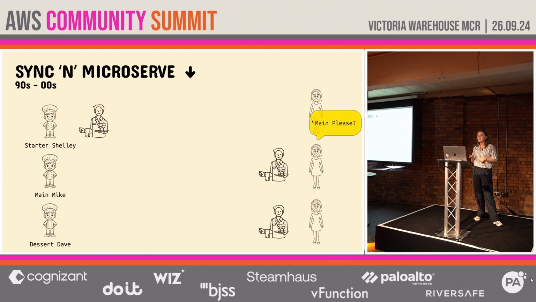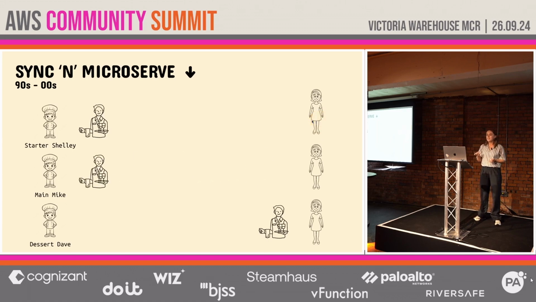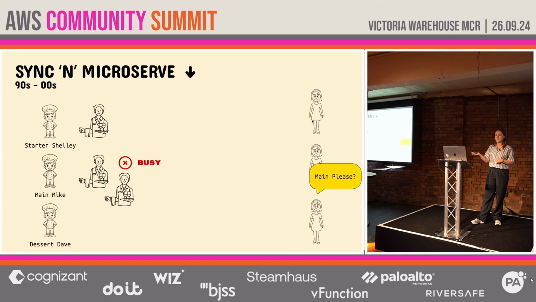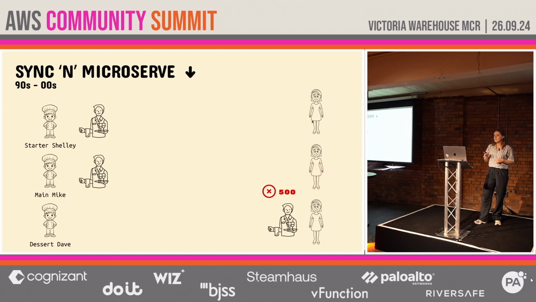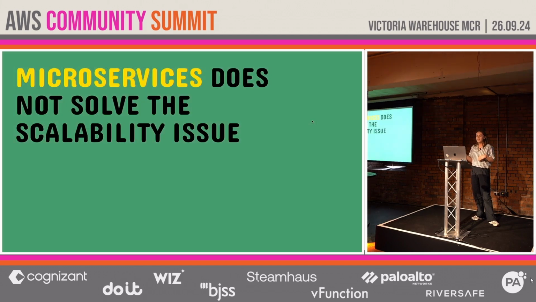so it'd still be a synchronous request because it's waiting for the starter to be made. And that's all good because the next customer actually wants a main, and so the waiter then goes to the main and waits. But then the problem arises when the next customer also wants a main, and Main Mike is still busy. So this didn't solve the synchronous problem and the fact that people were struggling to scale. So microservices doesn't actually solve the scalability issue, and that went on up until the mid-noughties.